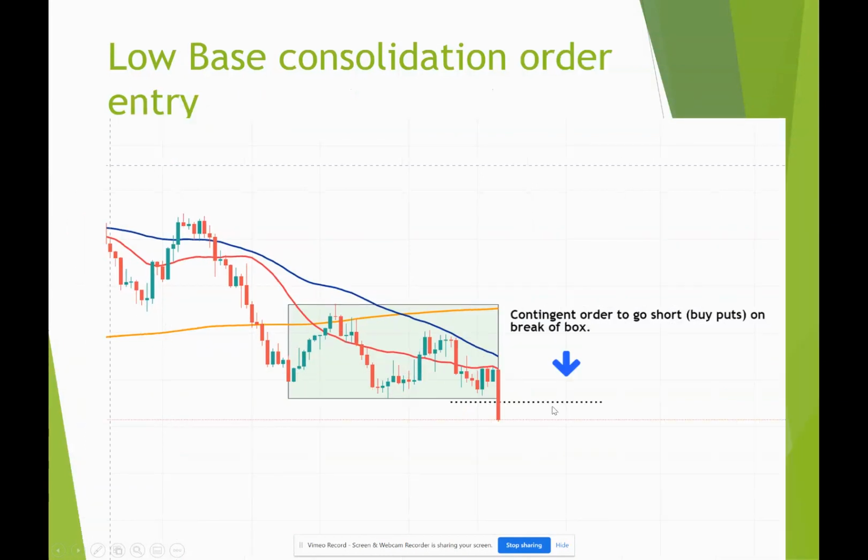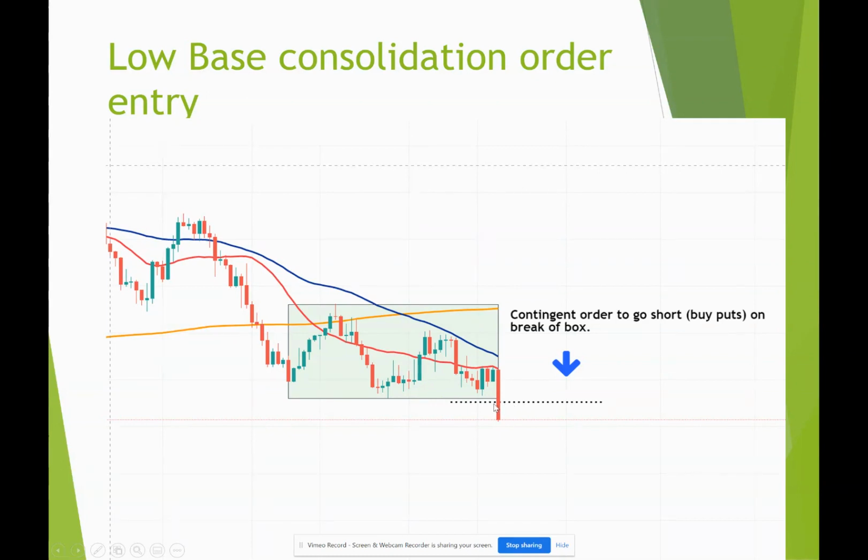Okay, so here's where the ideal entry is. Generally, what I'm going to be doing is setting contingent orders, and it's just going to hang out there. It's going to hang where it's triggered if we hit a certain point. Now, I usually put it a little bit below the box on a low base. So my contingent order would be that if this particular equity, or whatever asset class it is, breaks out and hits that price level, then it triggers a market order to buy puts.